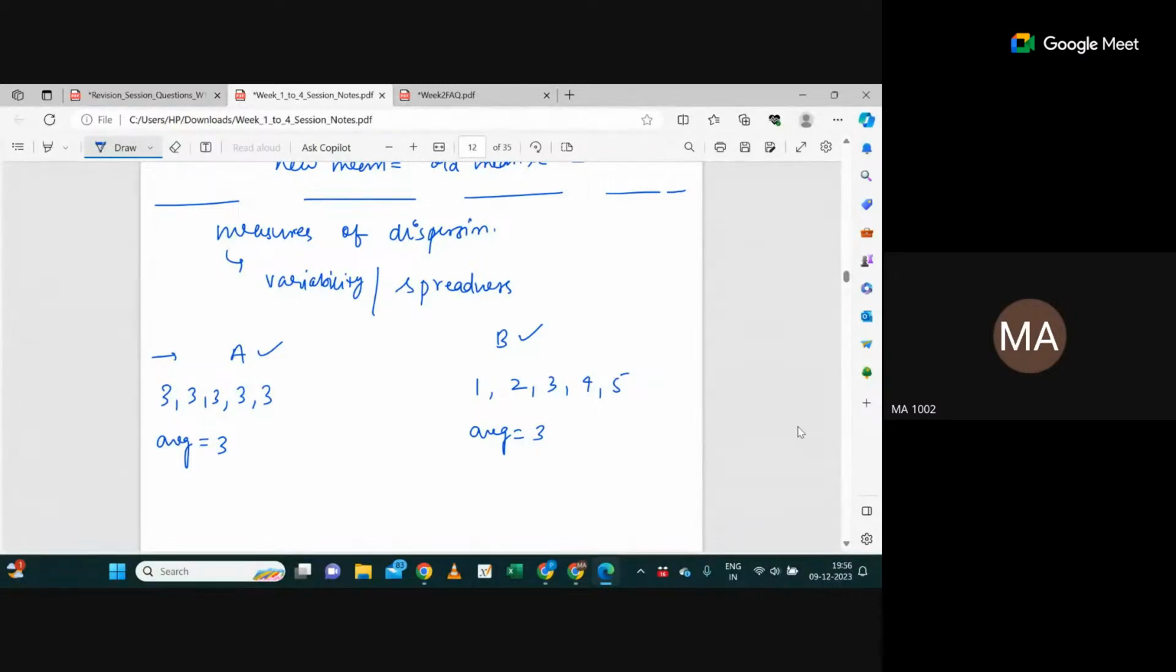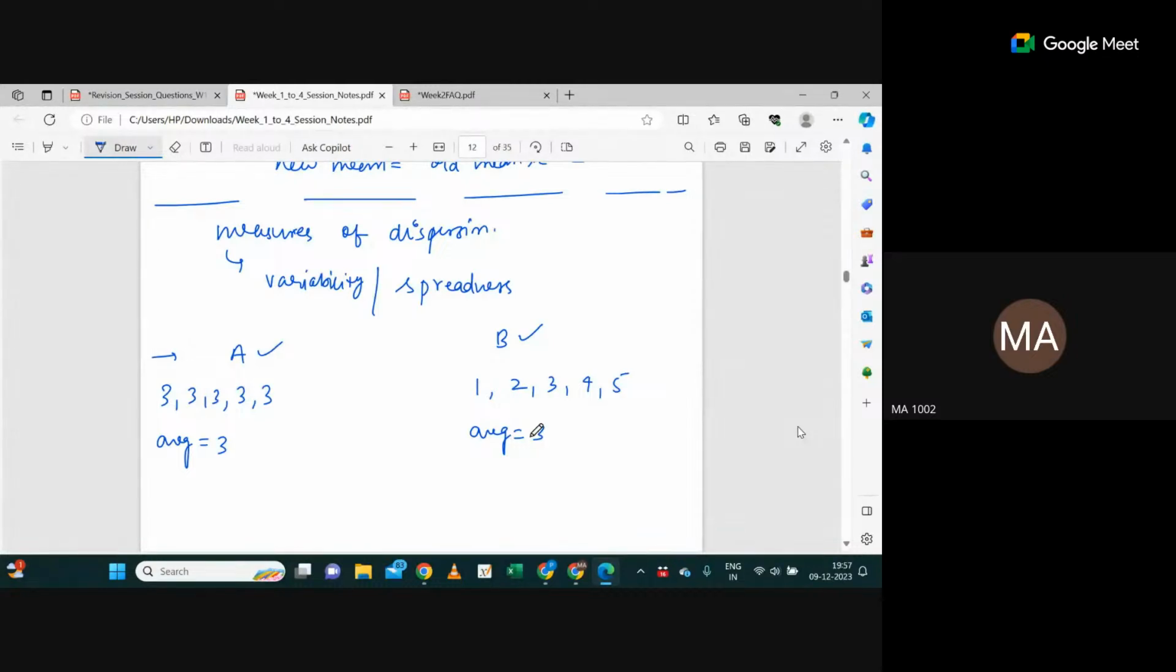Yes or no? No. No, because there is some variability, right? If you see in college A, there is no variability, but for college B, there is variability, right? So variability comes into the picture to know how much spread there is in my data set from the mean. Suppose I told you the average annual package is 3, but how much spread is there from my average value, right?